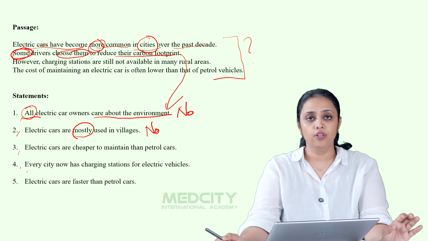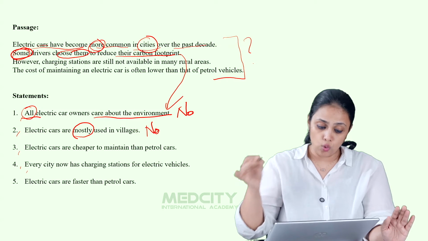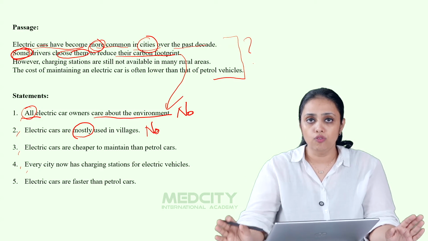For a yes, no, not given question, it's always recommended that you write it completely: Y-E-S, yes, N-O, no, not given, fully. Don't go for short forms.